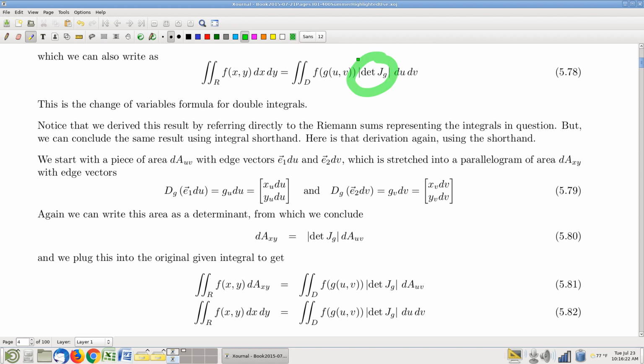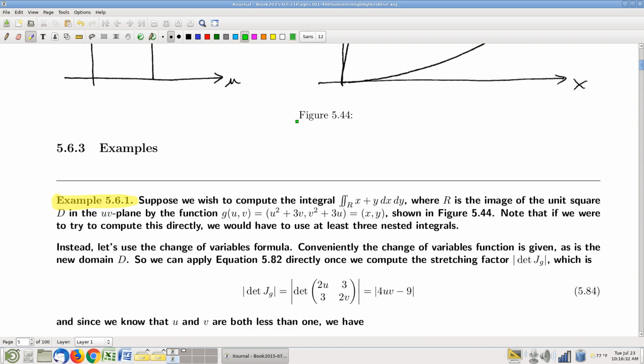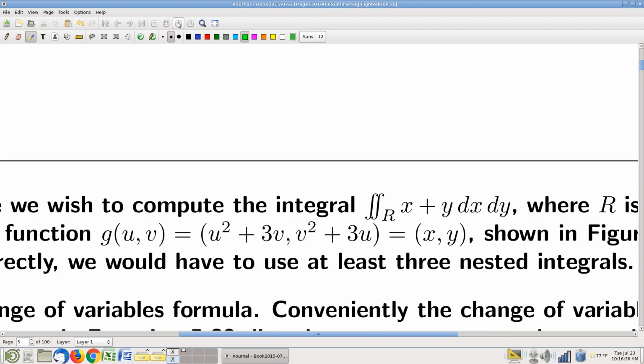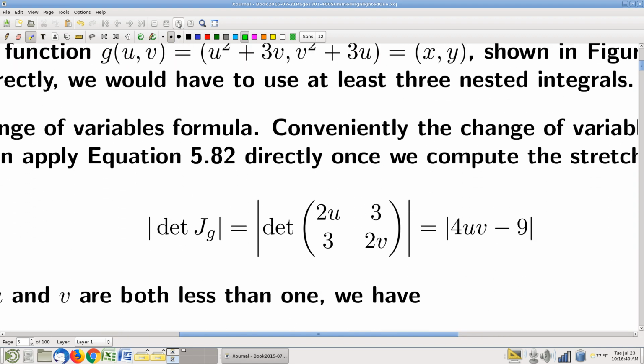That stretching factor, absolute value, determinant, Jacobian matrix. Okay. Alrighty. Here's how that algebra plays out. So there's our formula.